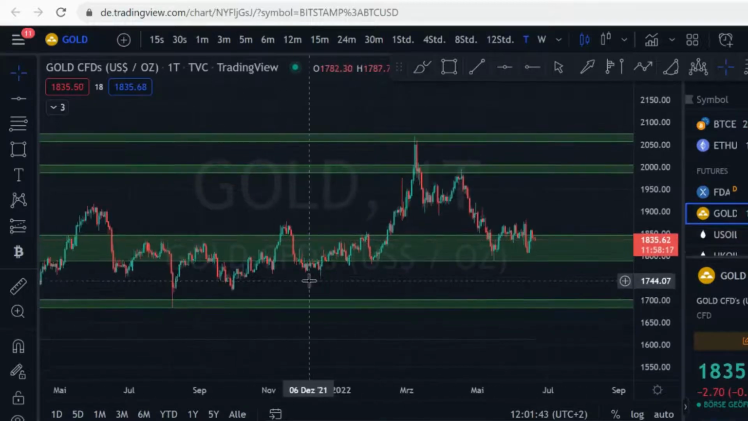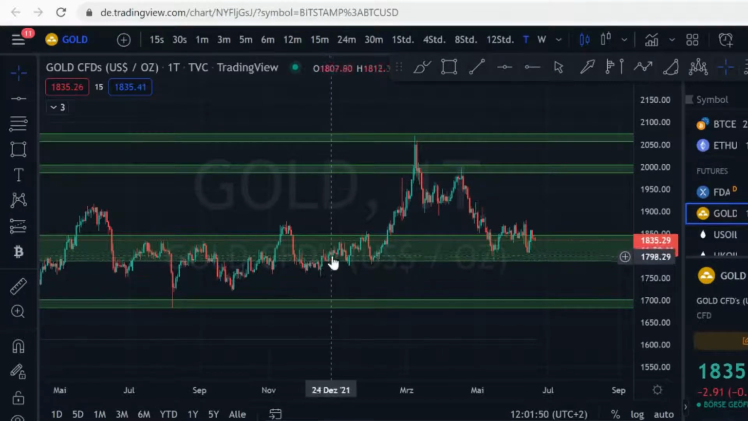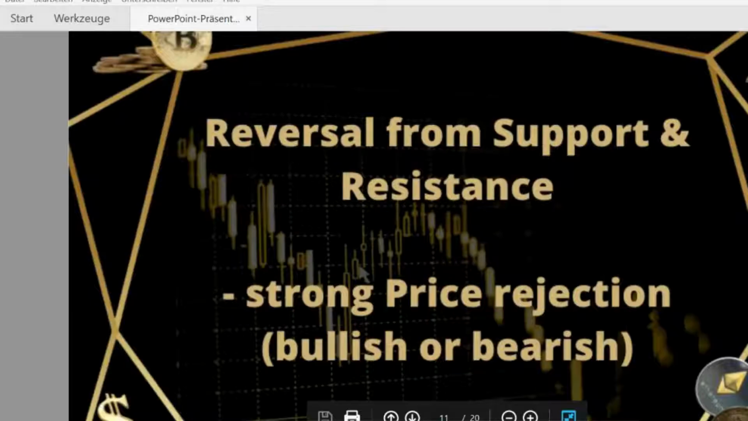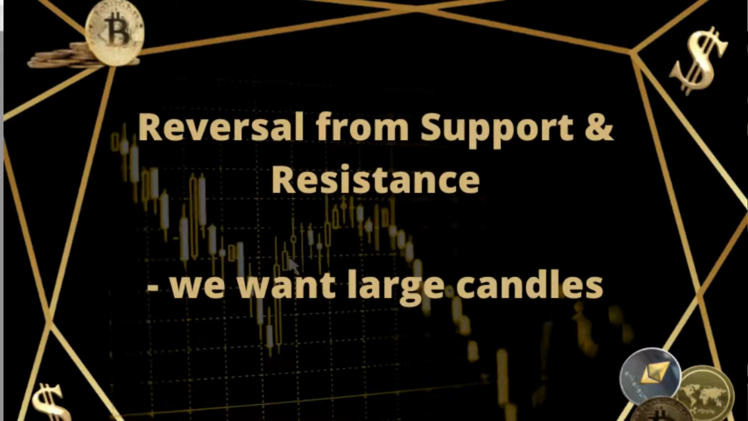So that is something we want to look at. We don't want something like this. It's trading sideways or a little bit up, a little bit down, a little bit up, a little bit down. That is not something that we want to look at. Also, we want large candles. We want big, large candles.